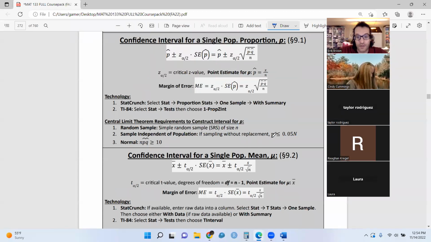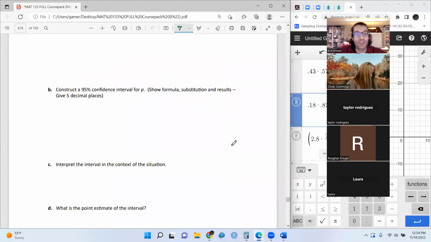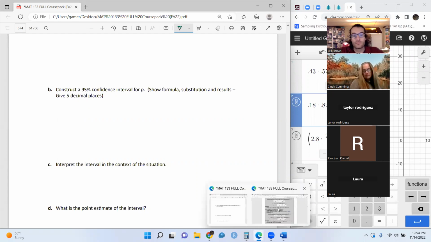Random, it's given, n is less than or equal to this, and then n times p hat times q hat. Okay, cool. What is the question in B? The formula, substitution and results for the single population proportion formula.